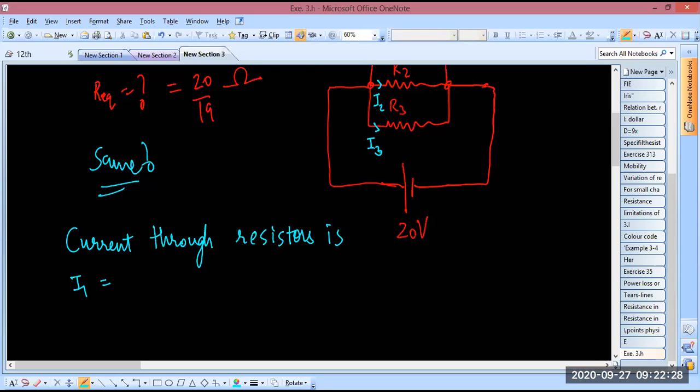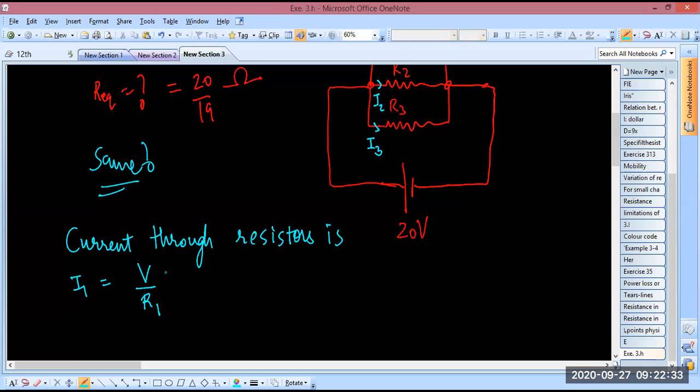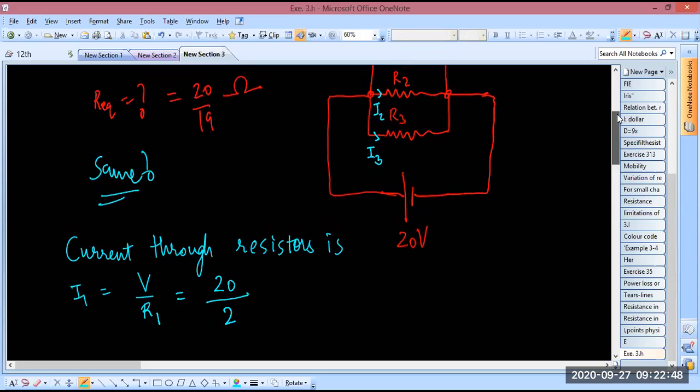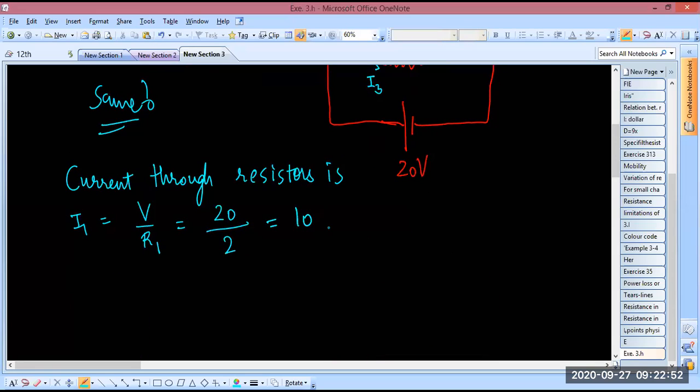Yes, use Ohm's law. Very good. So V by R1, because voltage is same. See, actually it is V1 by R1, but V is same, so you don't need to worry about it. So this is going to be 20 by R1. That is 2, what is the first resistance? Yes, 2. So this is going to be 10 ampere. Clear?